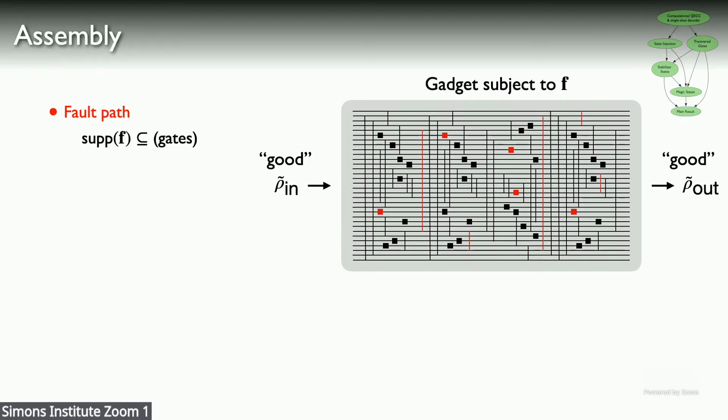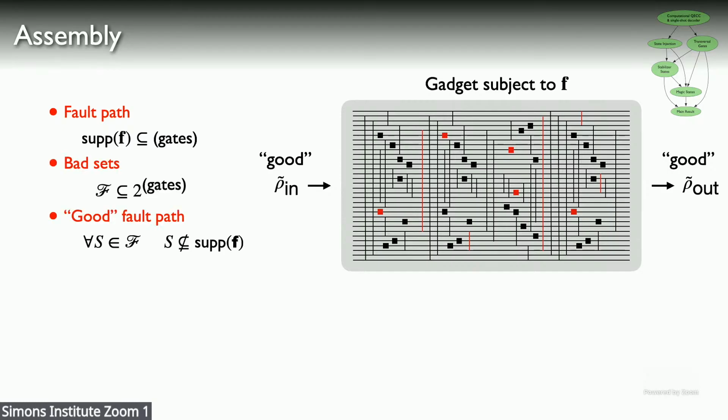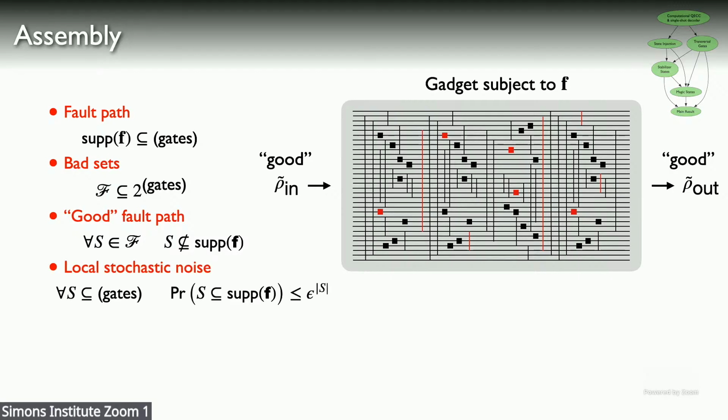And what I'm going to call the support of the fault set of faulty gates in the gadget, I'm going to call it the fault path. And this is just some subset of gates. And then we're going to have these what we call bad sets of gates, such that as long as the set of faulty locations doesn't contain one of these bad sets, we can prove correctness. And so we call such fault paths good.